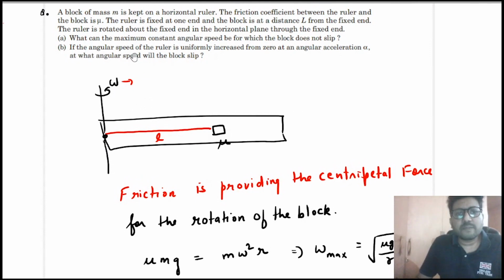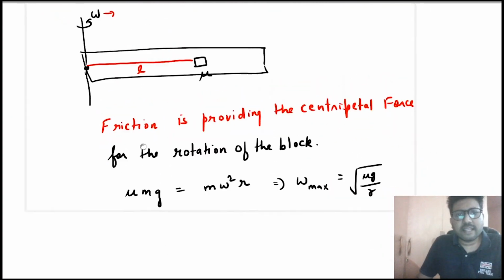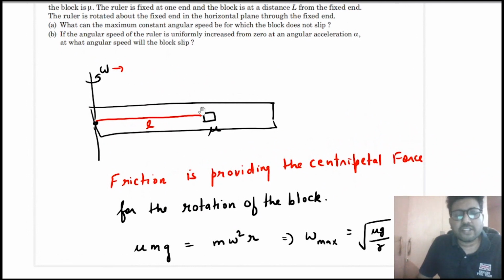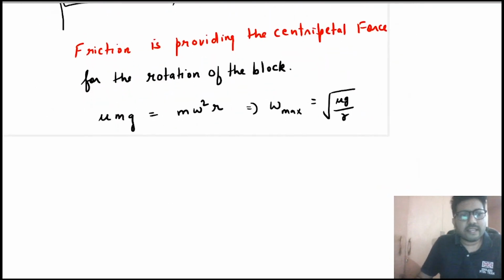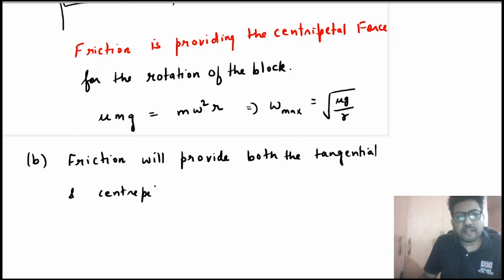Now if the angular speed of the ruler is uniformly increased from 0 at an angular acceleration alpha, then at what angular speed will the block slip? In this case, they are telling you that there is also a tangential acceleration. So in this case, friction will provide both the tangential and centripetal force.